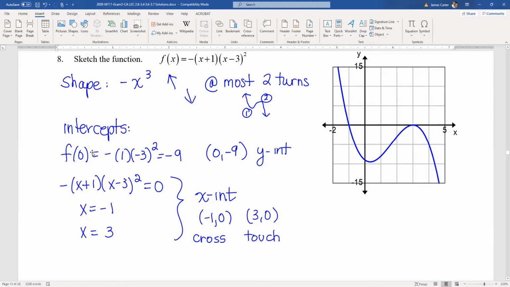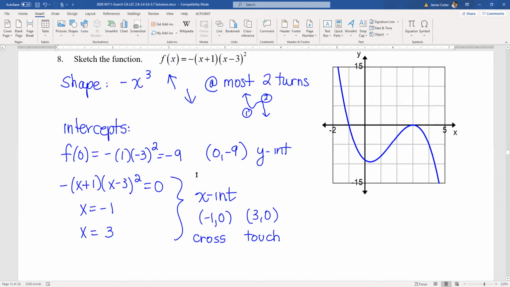So let's find the intercepts. First, let's find the y-intercept. Replace x with 0, you get 1. Replace x with 0, you get -3. You square the -3, times 1, times a negative, and that gives you -9. And so 0, -9 right here is your y-intercept.